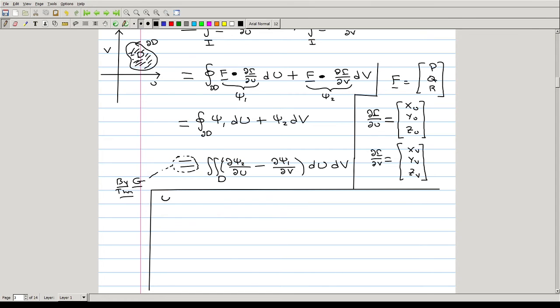So phi1, or I should say not phi1, but psi1, this is the Greek letter psi. Psi1 is equal to P times x_u plus Q times y_u plus R times z_u, and psi2 is equal to P times x_v plus Q times y_v plus R times z_v.